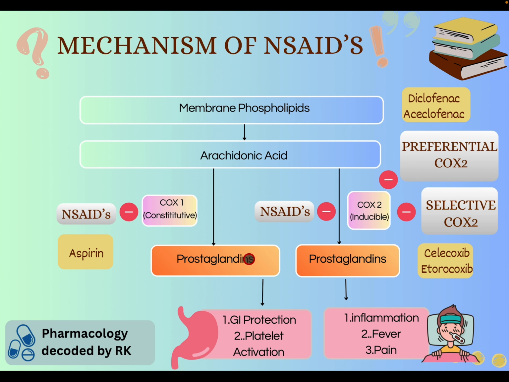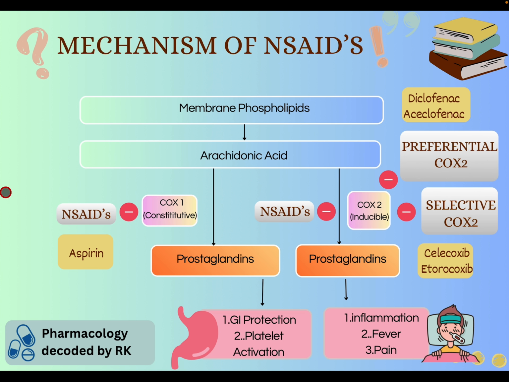So, in short, COX-1 inhibition decreases gastrointestinal protection and platelet activation, and COX-2 inhibition reduces pain, fever, as well as inflammation. So, that's the core mechanism of non-steroidal anti-inflammatory drugs.